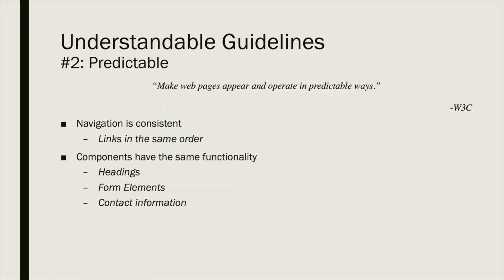The next understandable guideline is predictable. Otherwise, make web pages appear and operate in predictable ways. For example, you want to make sure your navigation is consistent and the links are in the same order, and the components have the same functionality, including headings, form elements, and contact information. Basically, you don't want someone being confused when they navigate your site.